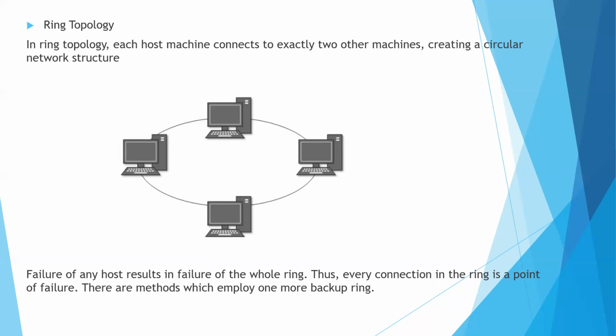Ring topology. In ring topology, each host machine connects to exactly two other machines, creating a circular network structure. Failure of any host results in failure of the whole ring. Thus, every connection in the ring is a point of failure. There are methods which employ one more backup ring.